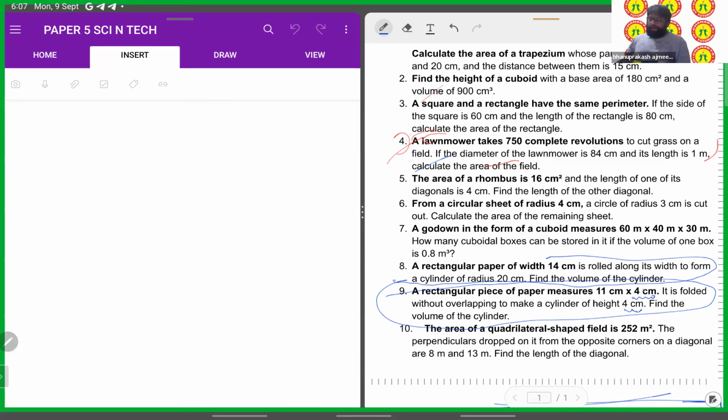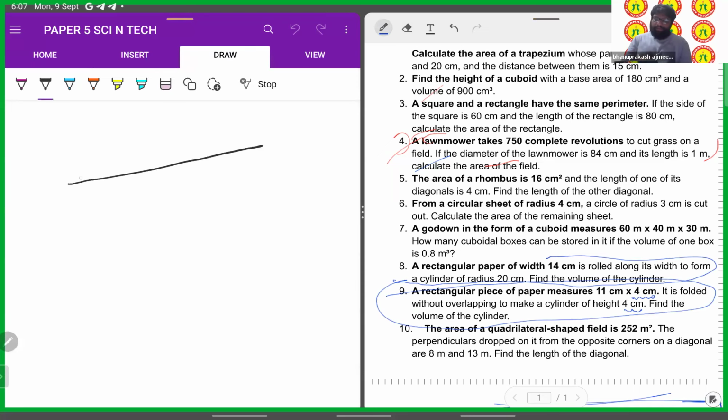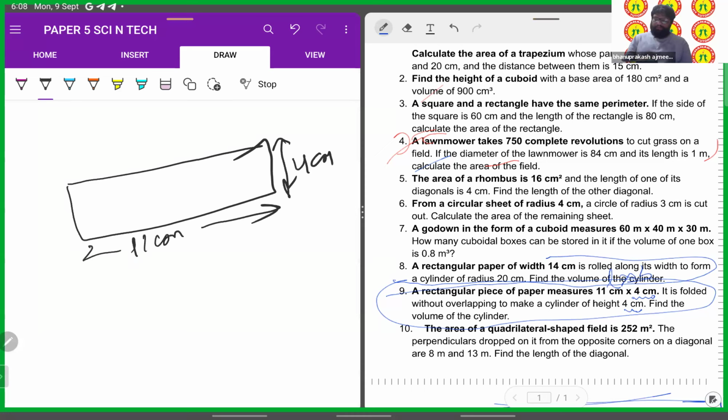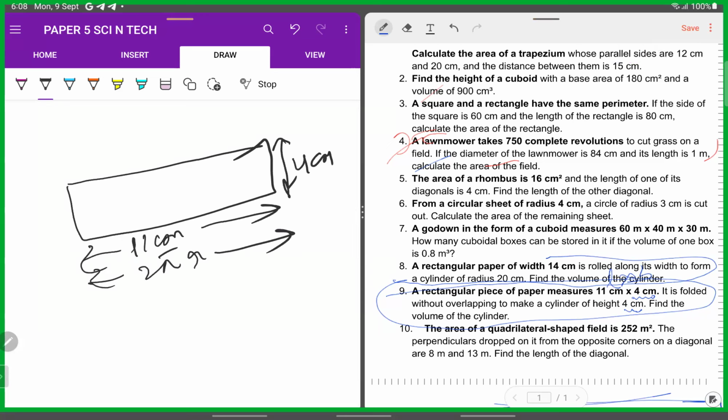Rectangular piece of paper. Already they are saying there is a rectangular piece of paper. One side is 4 centimeter. Obviously, length into breadth, it will be a rectangular piece of paper. So we should read it as 11 centimeter by 4 centimeter. Breadth will be smaller anyway in a rectangle, so that is 4 centimeters. And this is length. Length is how much? 11 centimeter. So can I consider this as 2 pi r? Yes, sir.